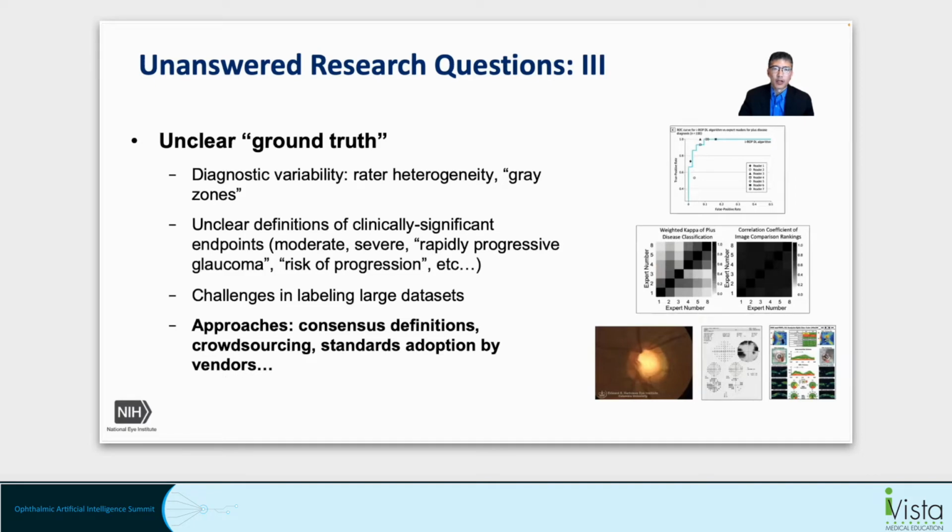And as has been talked about at length here, another challenge is unclear ground truth. There's often diagnostic variability because of rater heterogeneity and just gray zones. We often have very unclear definitions of clinically significant endpoints.